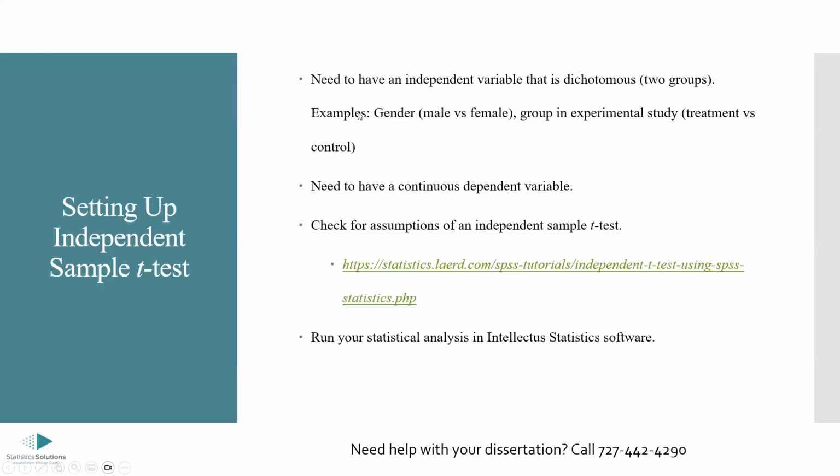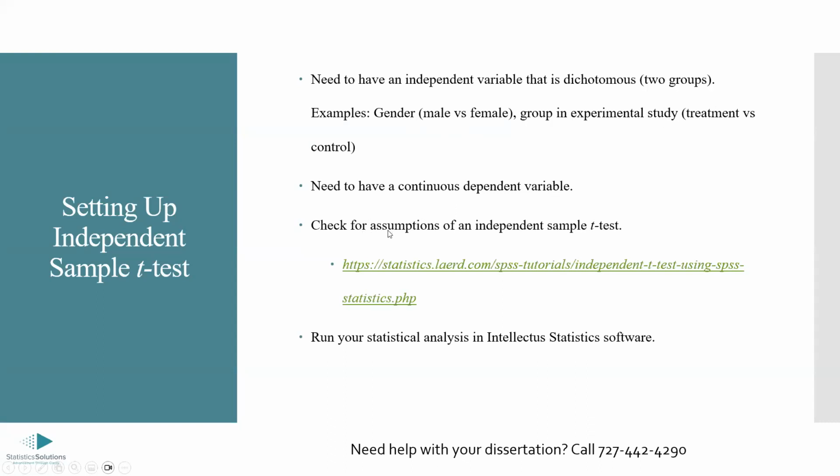What do you need to run a t-test or an independent t-test? You need to have an independent variable that is dichotomous or binary, two distinct groups, whereas there can be no overlap where one participant falls into multiple groups. There has to be independence between your two groups. So examples of this are gender, or groups in an experimental study, treatment versus control, or maybe you're comparing two classrooms. You need to have a continuous dependent variable.